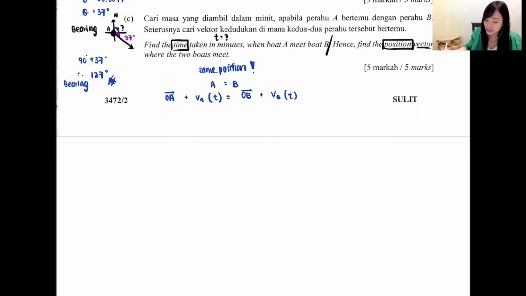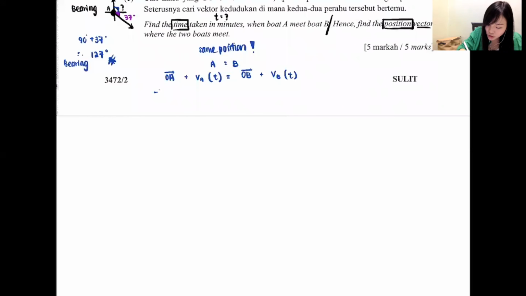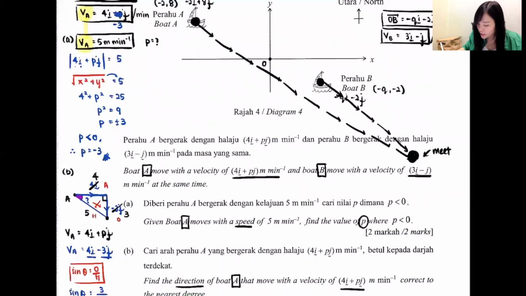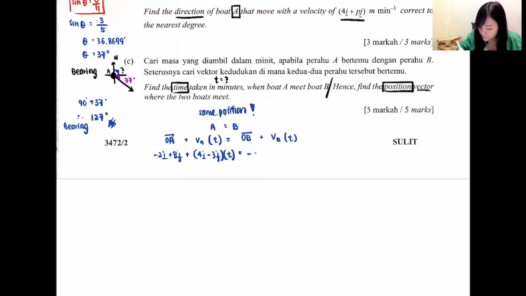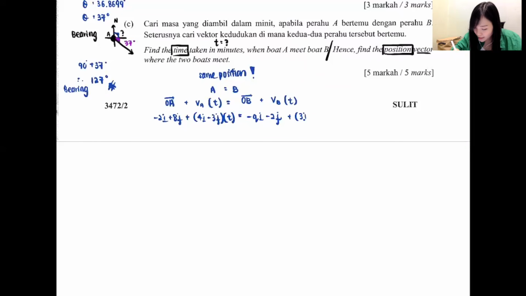So now all I need to do is substitute. OA is negative 2i plus 8j, plus the speed, 4i minus 3j times t, equals OB. OB is negative qi minus 2j, correct? And then the speed is 3i minus j times t.